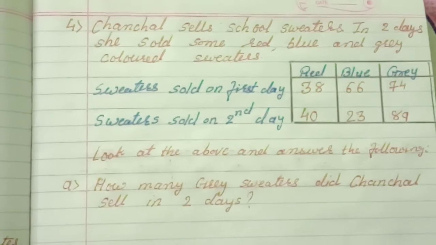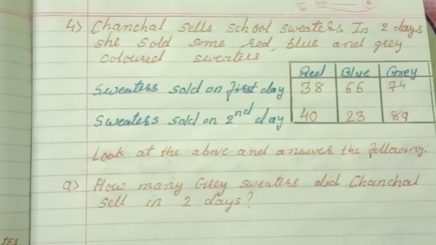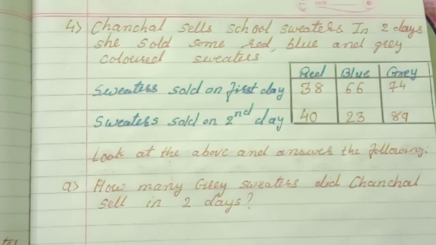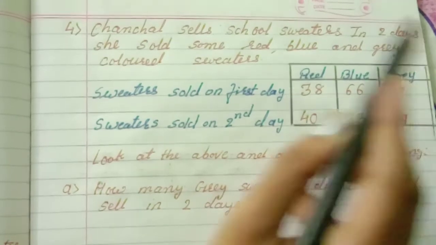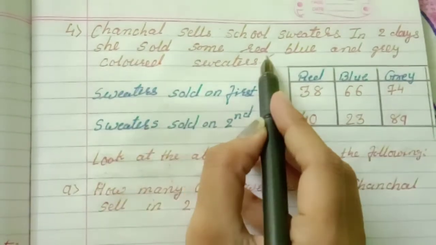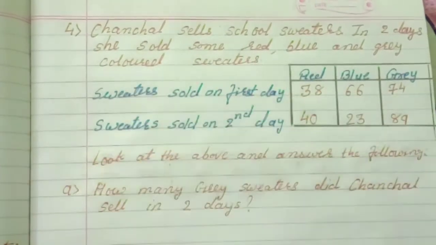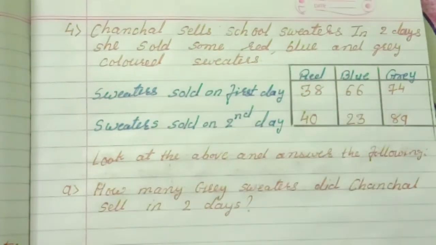Question number 4. Chanchal sells school sweaters. In 2 days, she sold some red, blue and grey color sweaters. Three color sweaters are there: red, blue and grey.